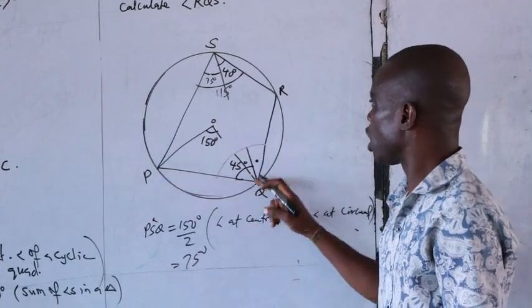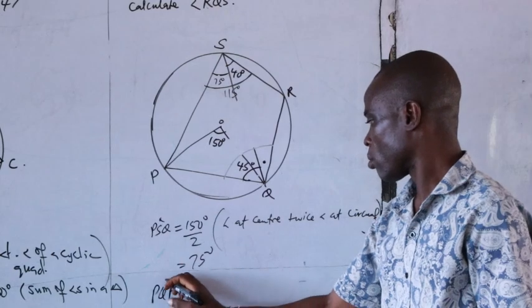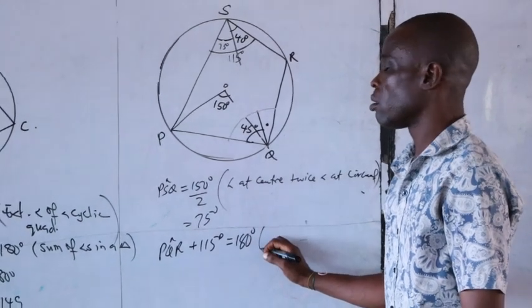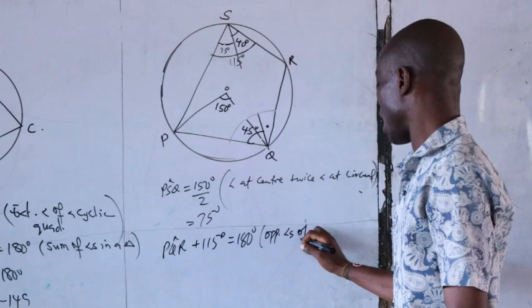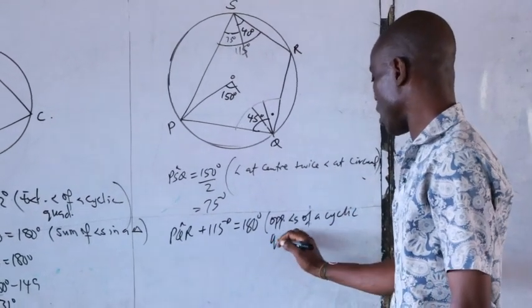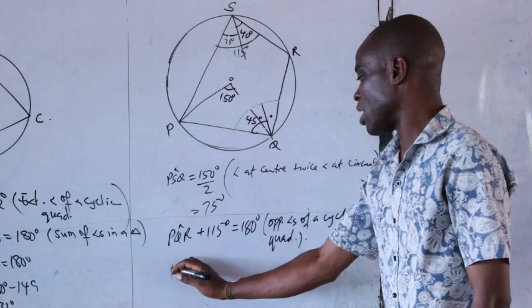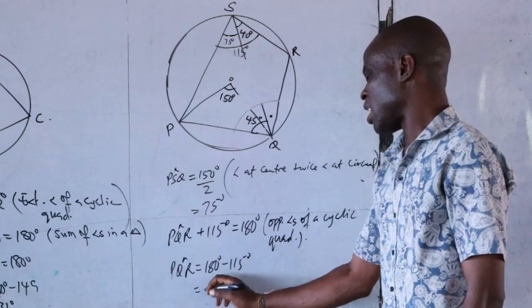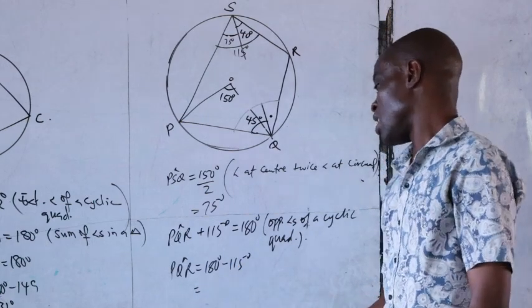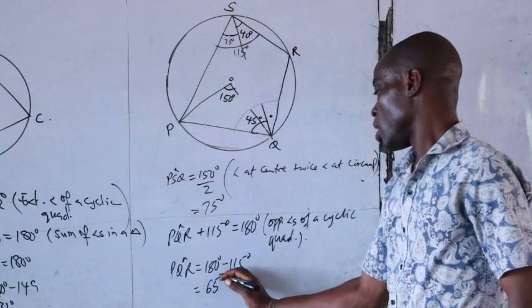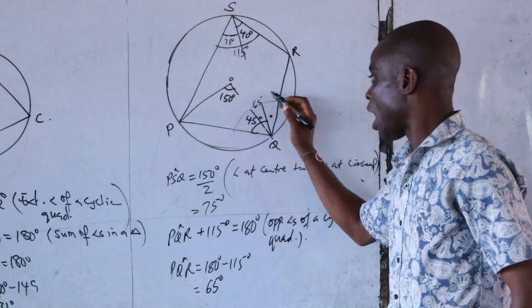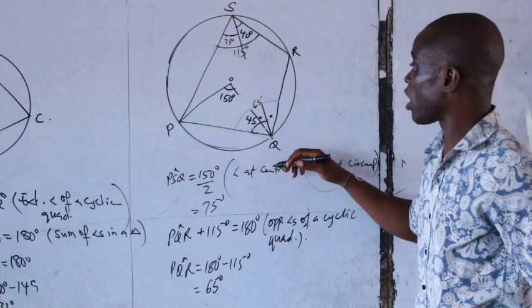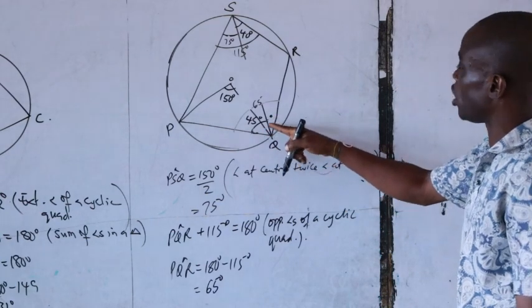So this is 115 plus this one will give us 180. So let me take this as PQR plus 115 is equals to 180. Reason: opposite angles of a cyclic quadrilateral. So we now have PQR equals 180 minus 115. And what is the difference? 65 degrees. If the whole angle here is 65, from here to here is 45. And we are looking for this angle.